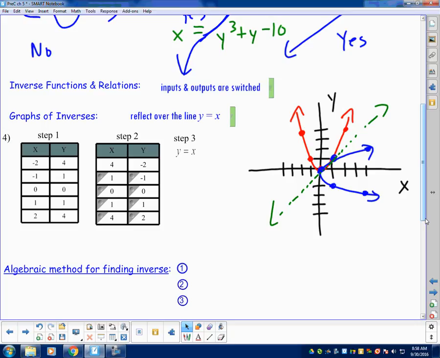Now, the inverses are not functions. Inverses don't have to be functions of each other. They are functions of each other if the original one is 1 to 1. All right. Any questions so far?